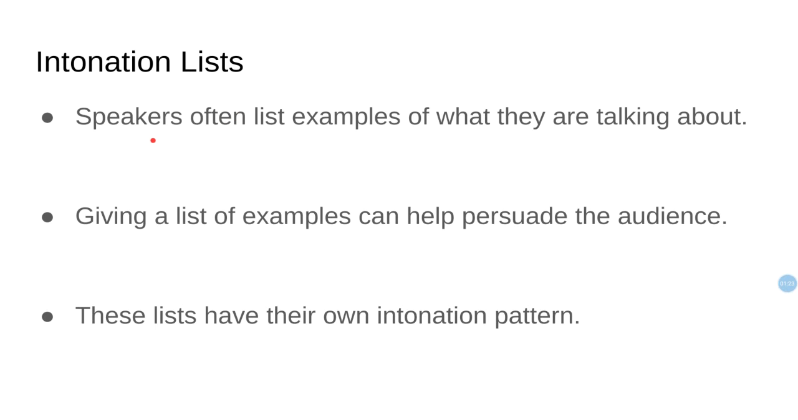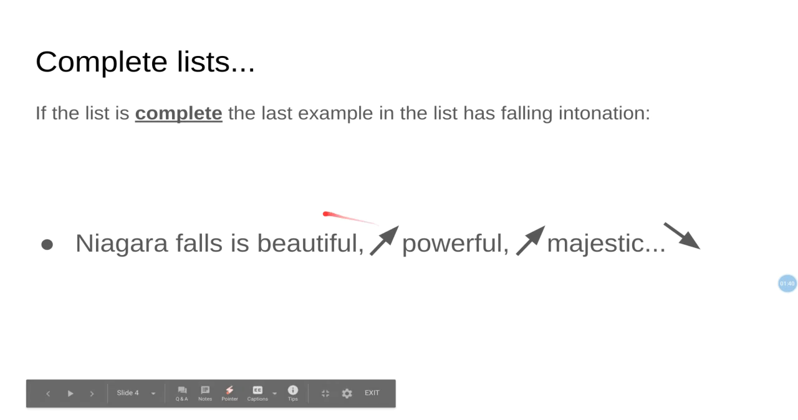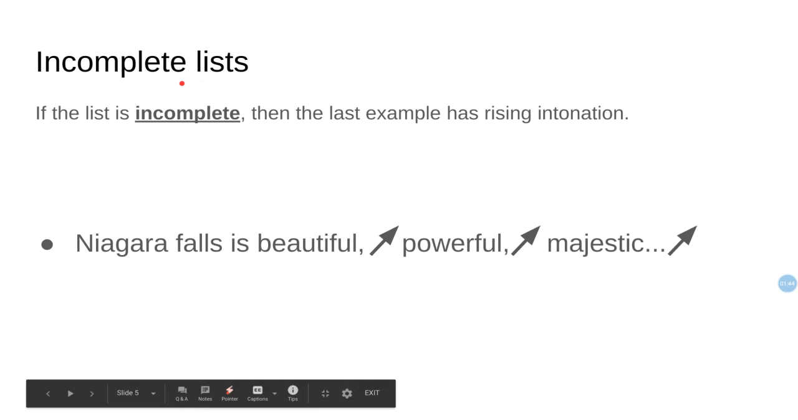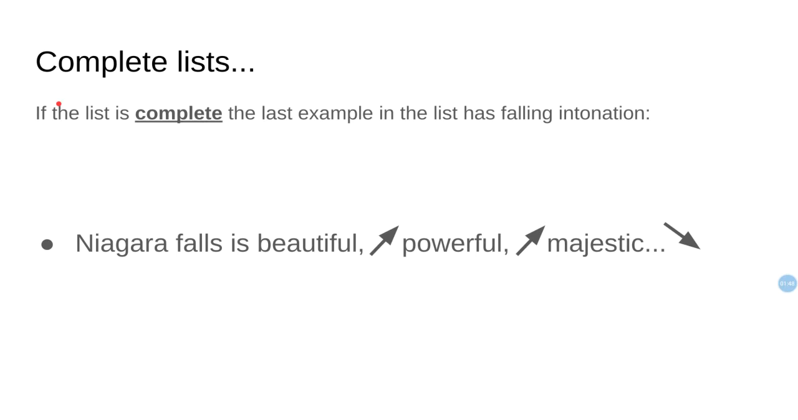The book says that speakers often list examples of what they are talking about. Giving a list of examples can help persuade the audience. These lists have their own intonation pattern. So let me talk about the intonation pattern for lists. There's two kinds: a complete list and incomplete lists. For complete lists, if the list is complete, the last example in the list has falling intonation.